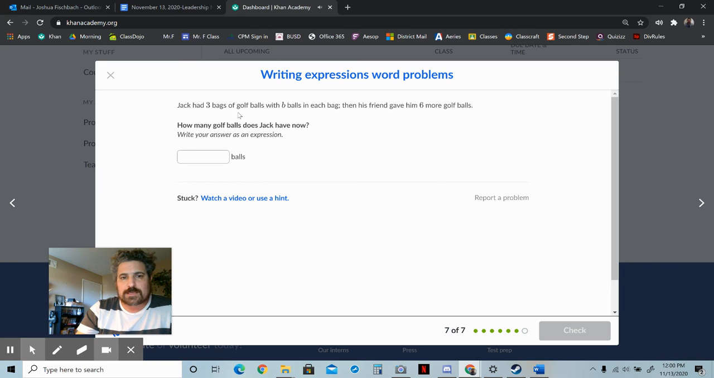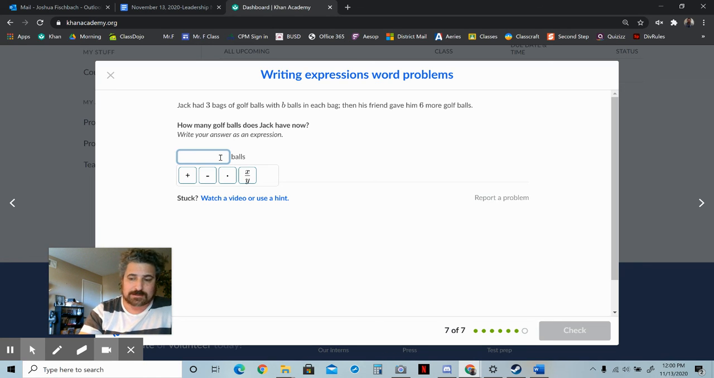Jack had 3 bags of golf balls with B balls in each bag. Then his friend gave him 6 more golf balls. Well, his friend gave him a known quantity. His friend gave him exactly 6. Doesn't matter how many bags he has. It doesn't change the amount his friend's giving him. His friend gave him 6. So that's a constant, plus 6.